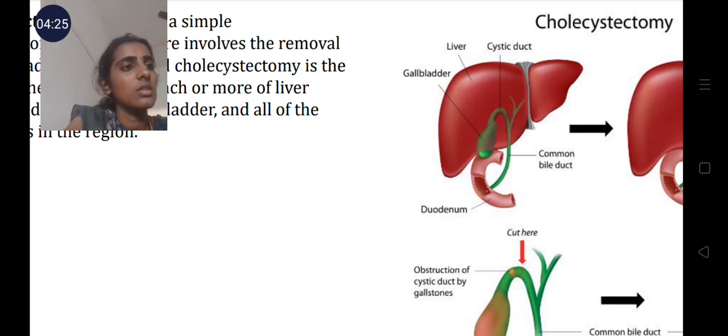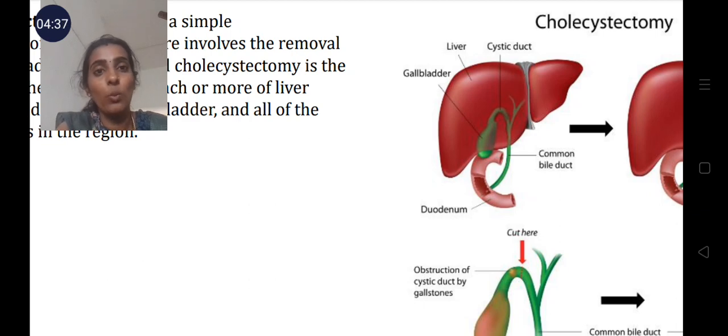And these are the points about cholecystectomy. We discussed what is cholecystectomy, what are the types of cholecystectomy, that one is laparoscopic, another one is open, and the symptoms after the cholecystectomy, and also the risk factors and complications the patient is going to handle after the cholecystectomy. So these are the points we discussed about cholecystectomy.